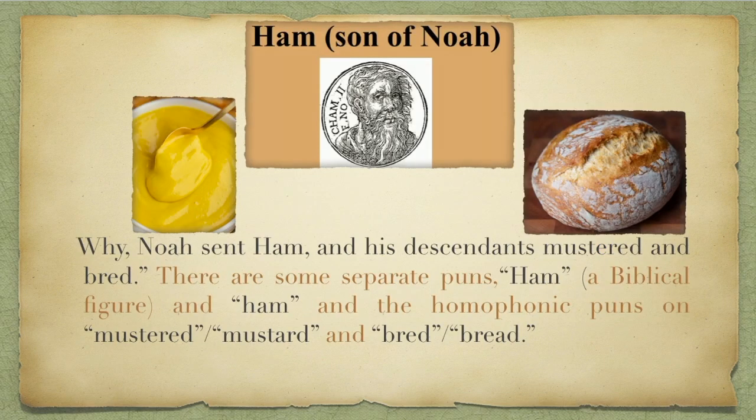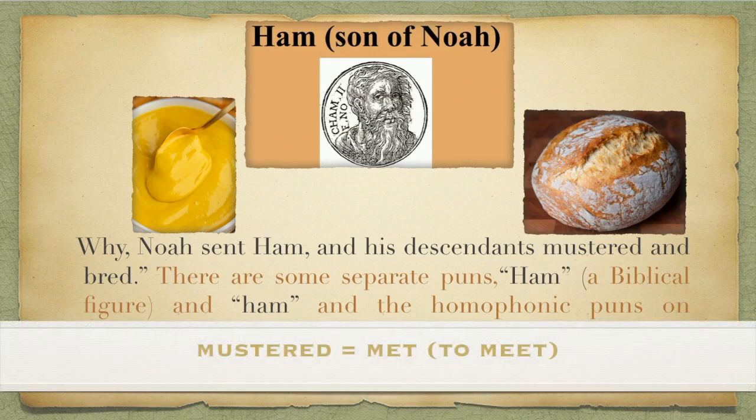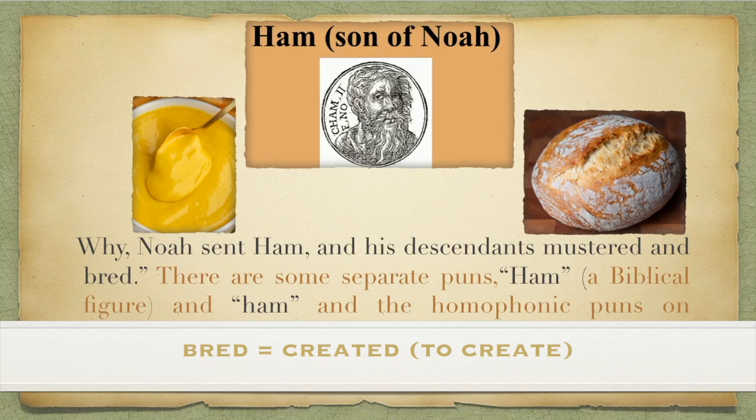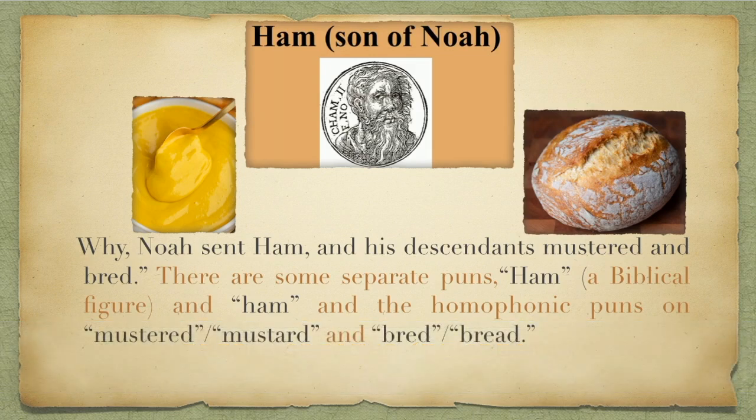Now, let's have a look at an example from the Bible. So, why did Noah send Ham and his descendants mustard and bread? So, there are some separate puns. Ham, a biblical figure, and ham, the food. And the homophonic puns on mustard, which means to muster or meet, and mustard, a spice. And bread, which basically means to breed or create, and bread, what we eat.